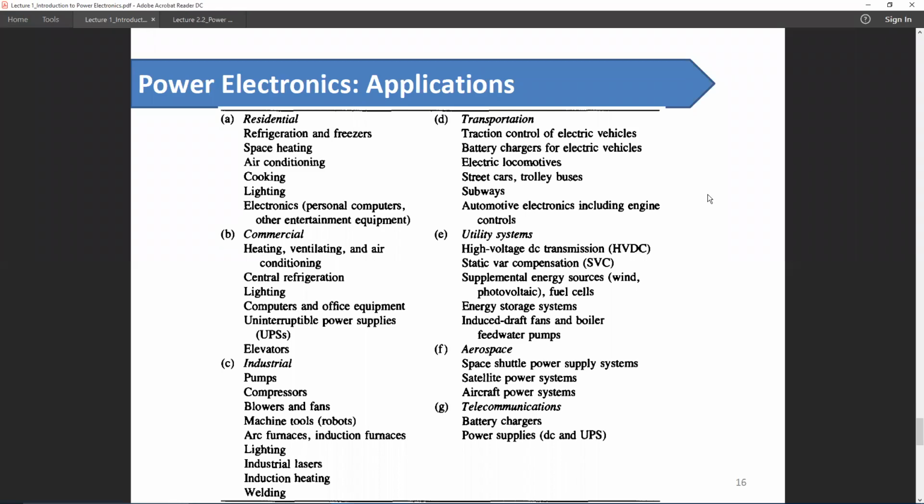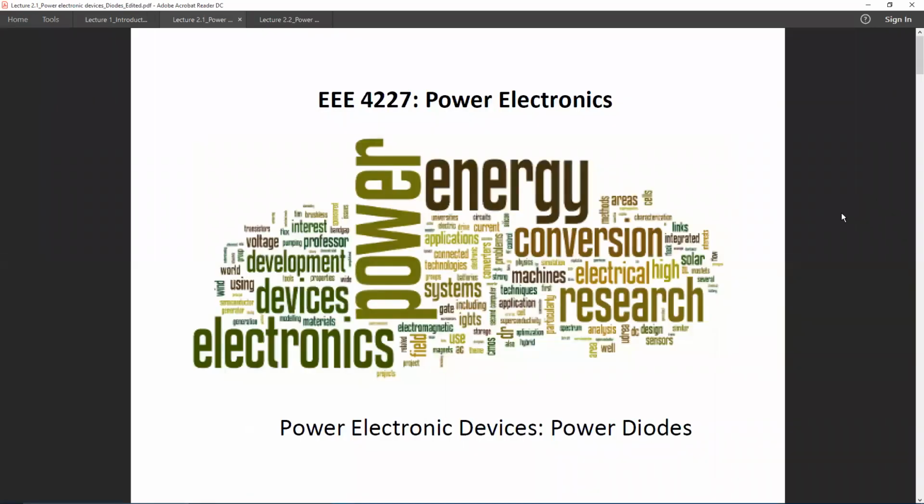So here are some typical applications of power electronics. You can see it is used pretty much everywhere in our day-to-day life. Power diodes.